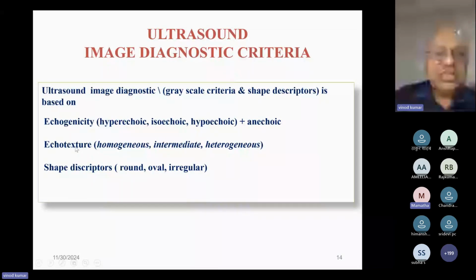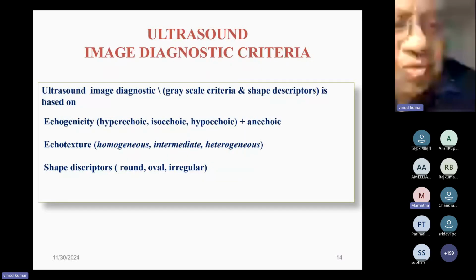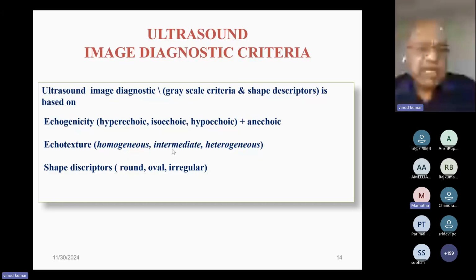So echo texture is whether the texture is homogeneous, uniformly distributed. Intermediate, neither uniform nor heterogeneous, or in between. Heterogeneous, randomly distributed. So we have homogeneous and heterogeneous, and there is a class intermediate. So we find echogenicity, we find echo texture, then shape, whether the tumor is round, whether the tumor is oval or irregular. The shape is irregular, neither round nor oval. It may be very irregular.